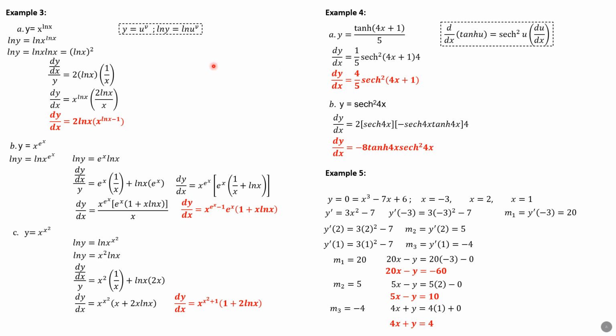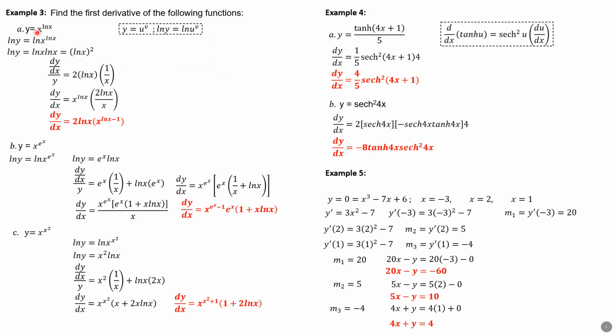So for this example 3, find the first derivative of the following functions. So these are variable raised to variable. So our guide: y equals u to the v. Then we have to perform what we call logarithmic differentiation. So ln y is ln of u to the v, and the rest would be definition of ln of u to the v and differentiation.